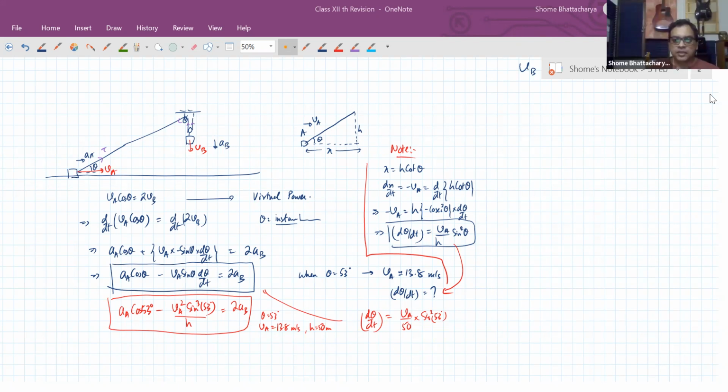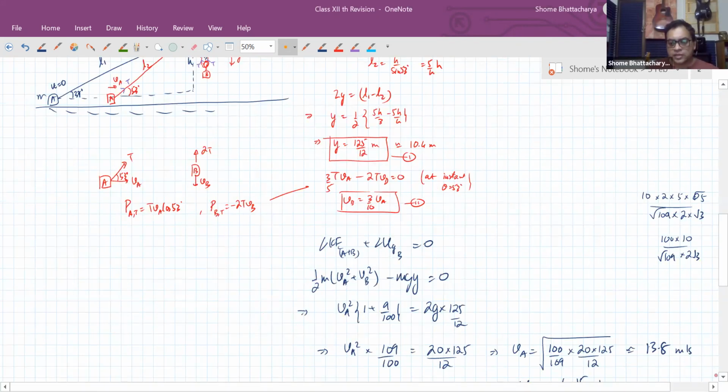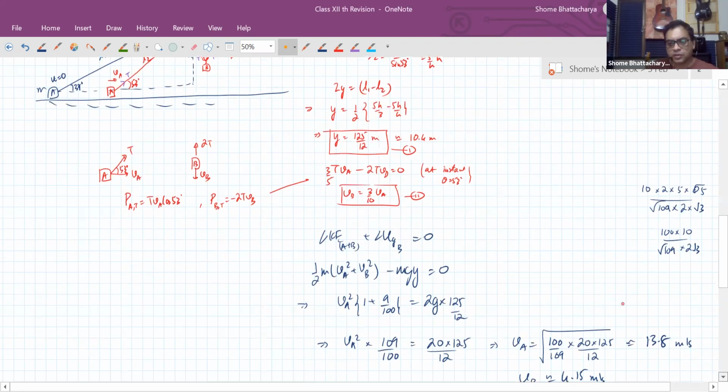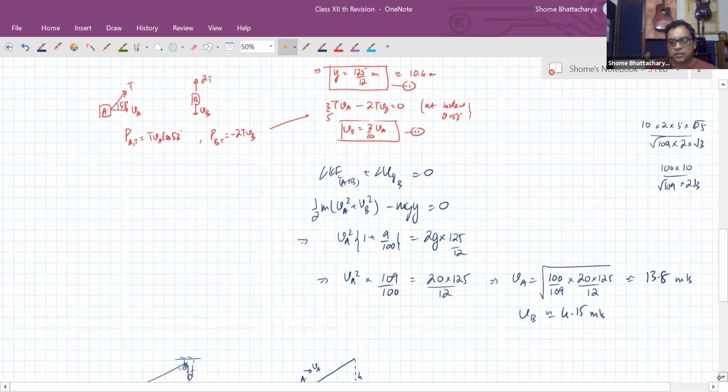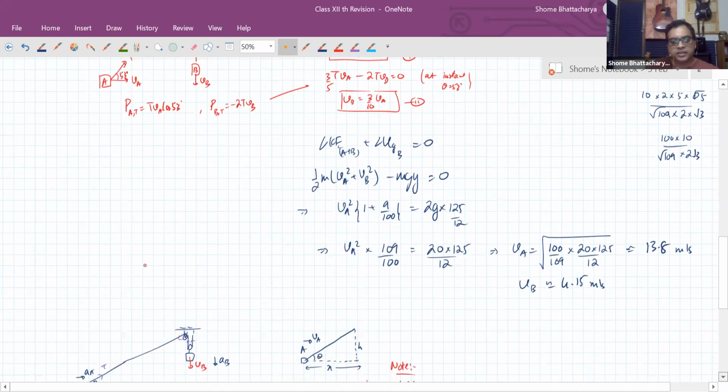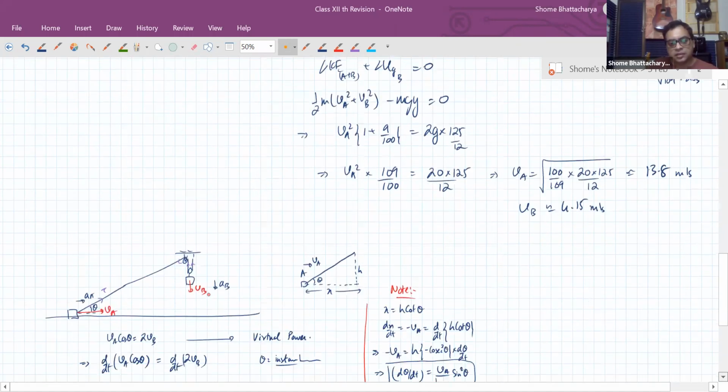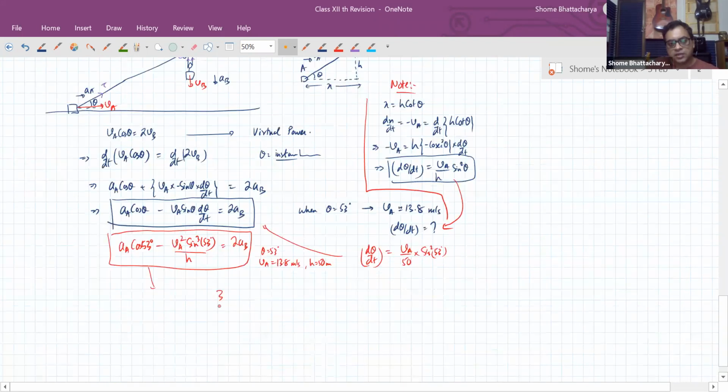Okay, so let's plug in the values. So here we saw VA square was how much? VA square was this quantity now. So we'll just leave it as 13.8 only, doesn't matter. So that will give us this constraint relation, that this is 3 by 5 acceleration of A minus 13.8 whole square by 50 into 4 by 5 whole cube. That should be equal to 2 times AB. So this is my equation 1.